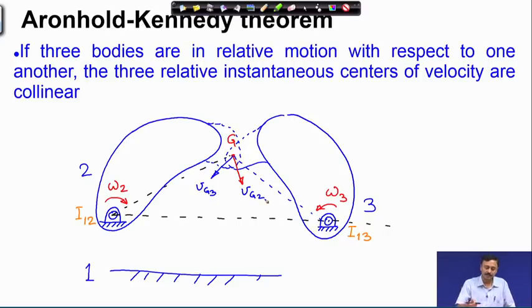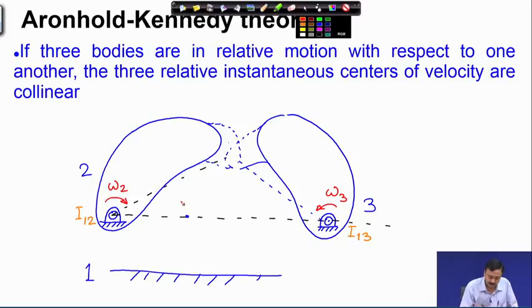Now, they do not match. So, definitely G cannot be the relative IC of 2 and 3. Then we had seen that in order to have a feasible point which can be the relative IC, it must be a point on the line joining I12 and I13. Consider this is our test point now. So, here we have again G2 and G3, they are coincident points on the extensions of bodies 2 and 3.